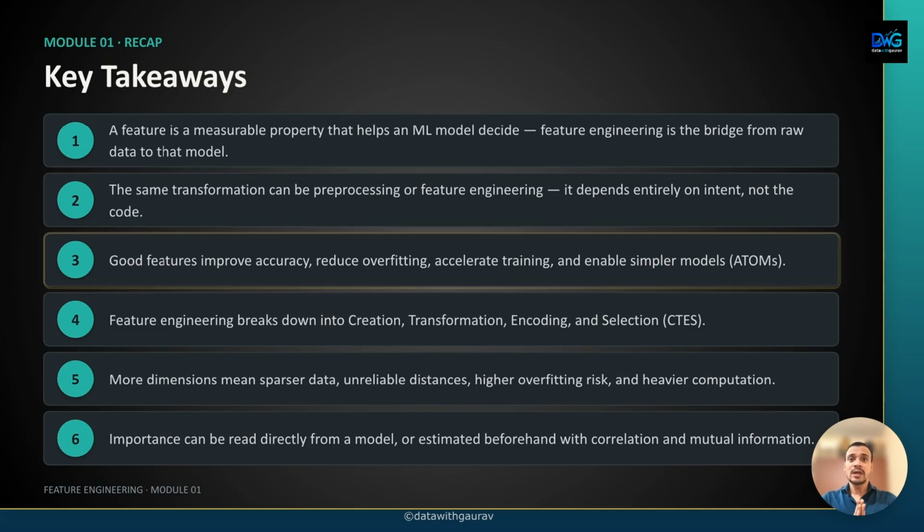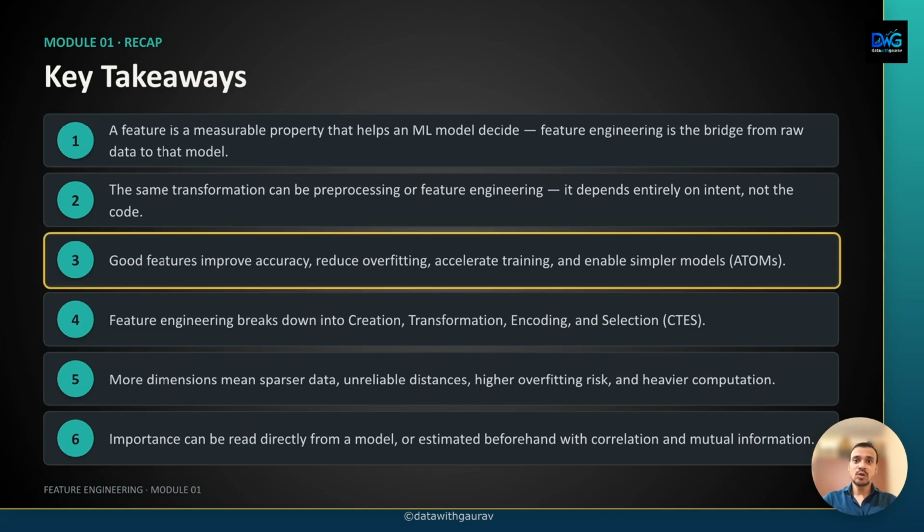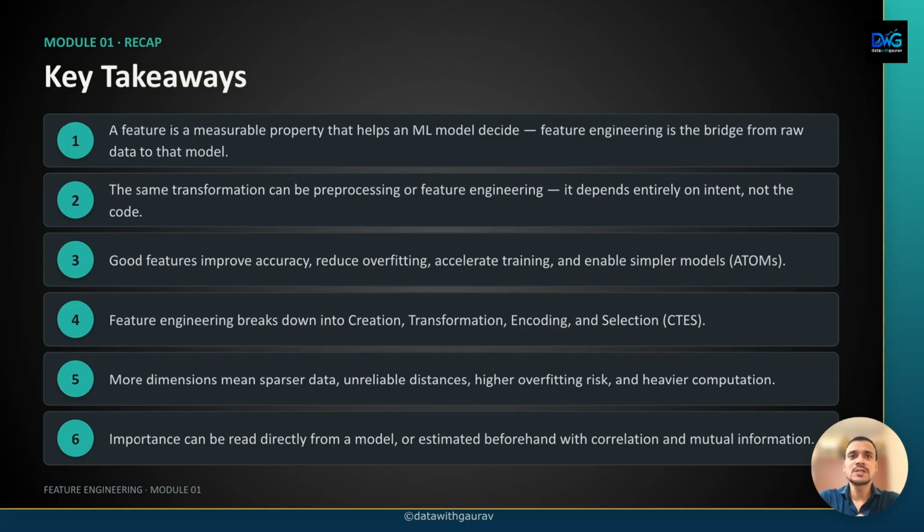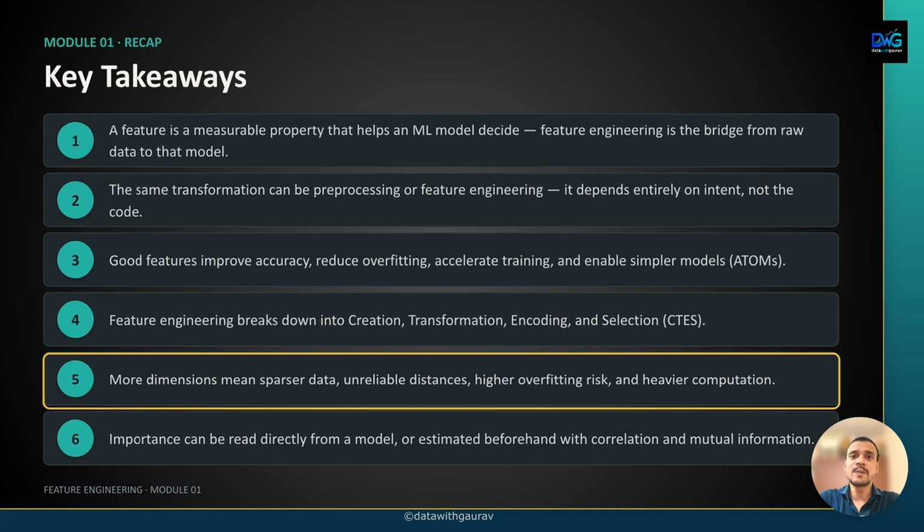We then explored the ATOMS framework, learning that the goal of feature engineering is to improve accuracy, reduce overfitting, optimize training efficiency, and build simpler, more interpretable models. After that, we introduced the CTES framework: feature creation, feature transformation, encoding, and selection, which provides a structured view of different types of feature engineering techniques. We also examined the curse of dimensionality and how increasing the number of features can lead to unreliable distance measurement, sparse data, overfitting, and even higher computational cost.